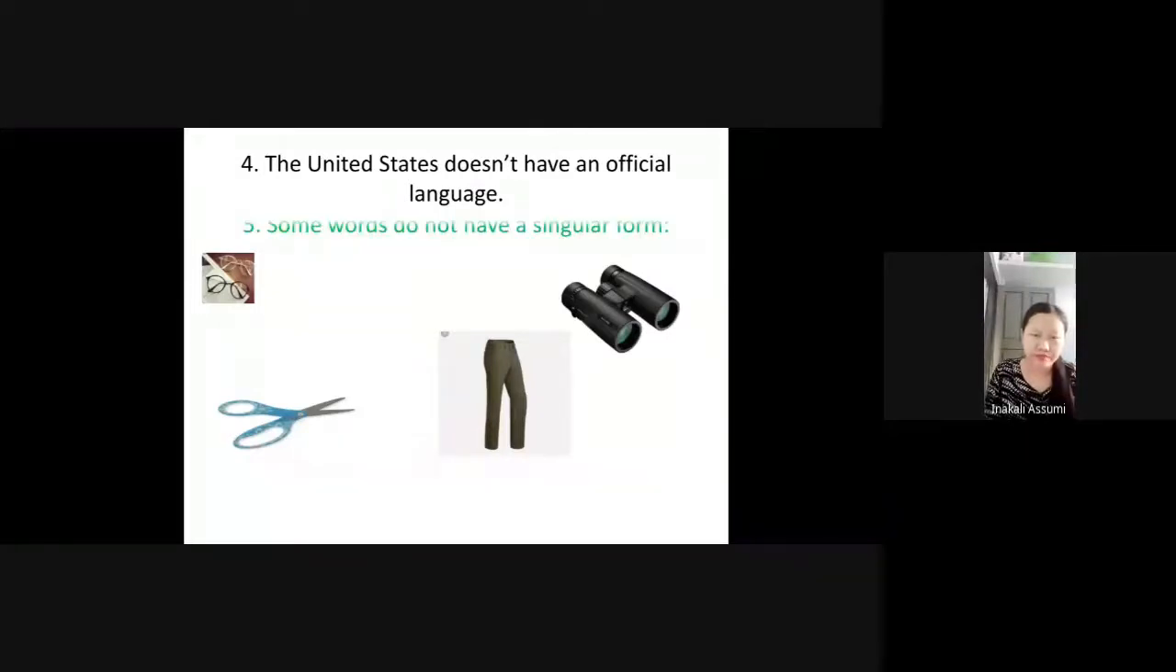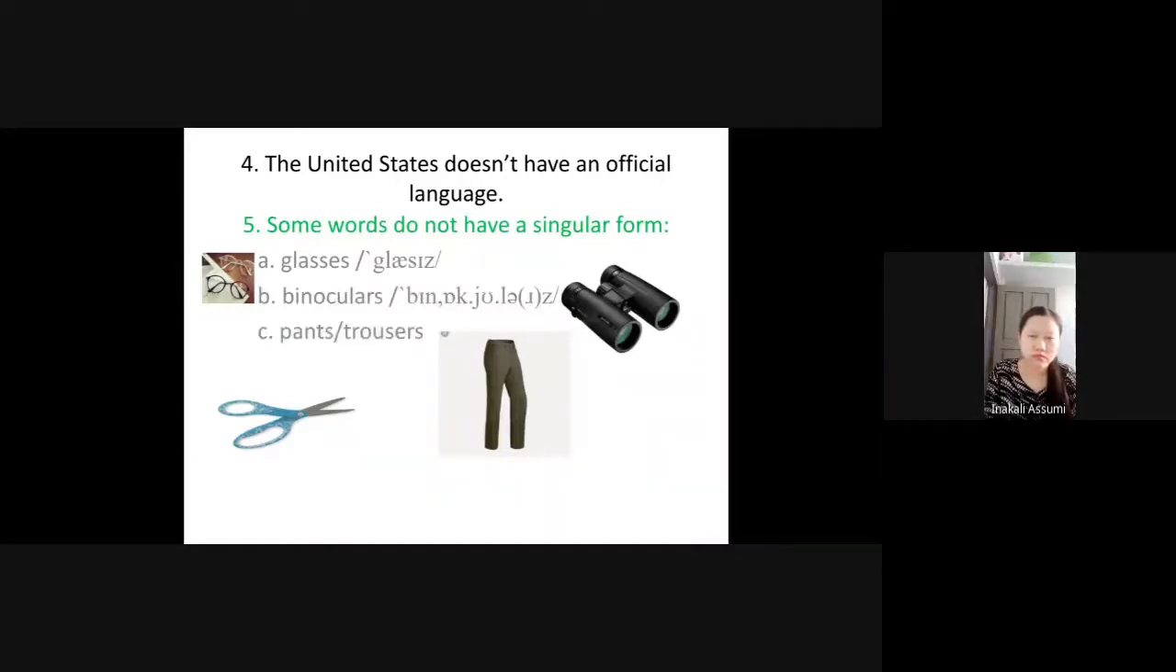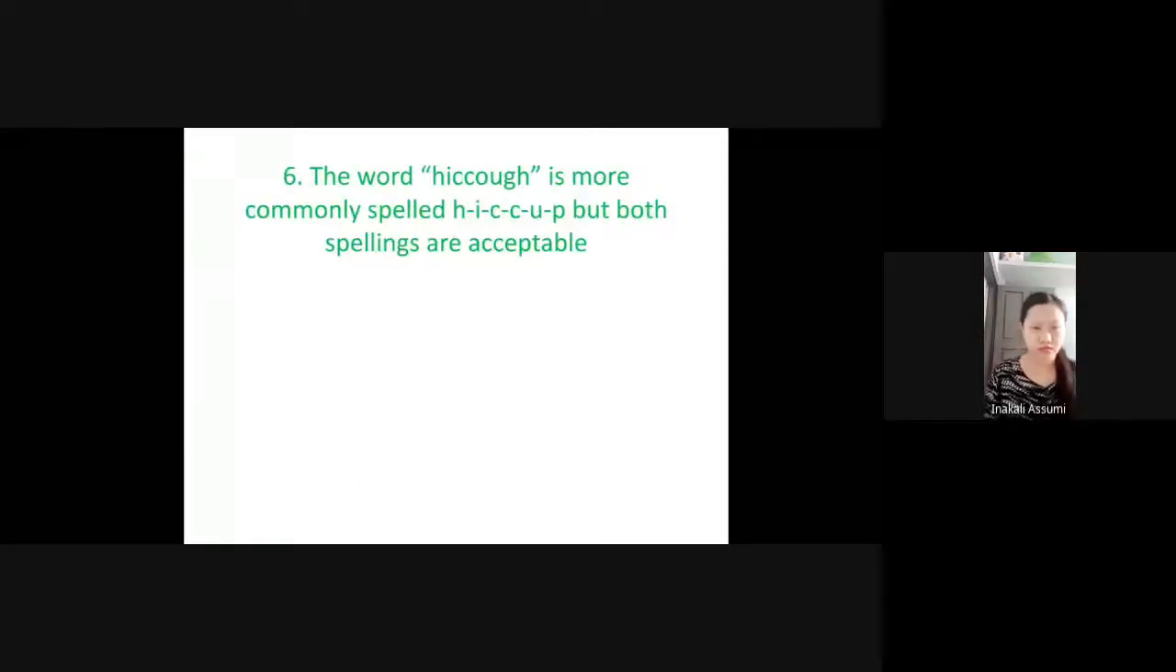Some words in English do not have a singular form. Number one is glasses. We do not say clean your glass, but we say clean your glasses. Number two is binoculars. Three, pants, trousers, and scissors. We do not say pass me the scissor, but we say pass me the scissors. This word always goes in plural form. Number six, the word hiccup. Hiccup is more commonly spelled hiccough, but both spellings are accepted.